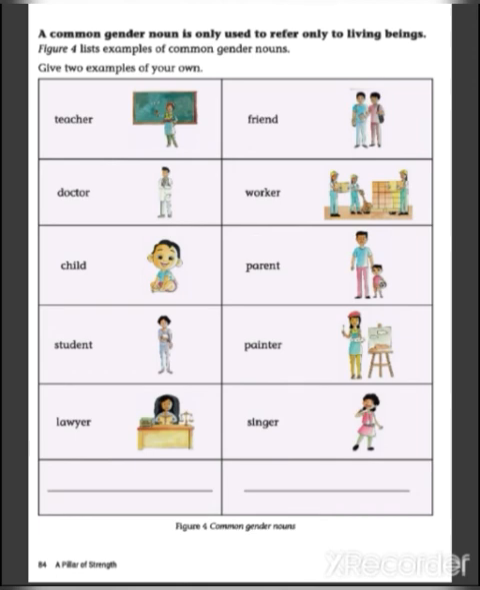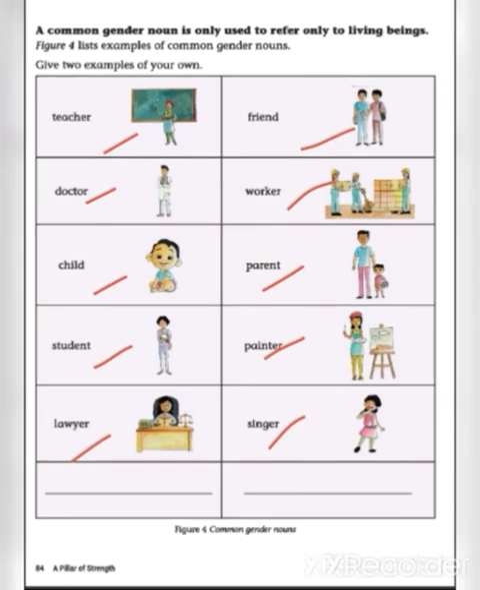Give 2 examples of your own. Teacher. Here may be a male or female. So we are using common gender teacher here. Friend. Here may be male or female. So we are using common gender noun friend. Doctor. Likewise, worker, child, parent, student, painter, lawyer, singer. In these 2 dashes, you have to write the examples of common gender nouns.